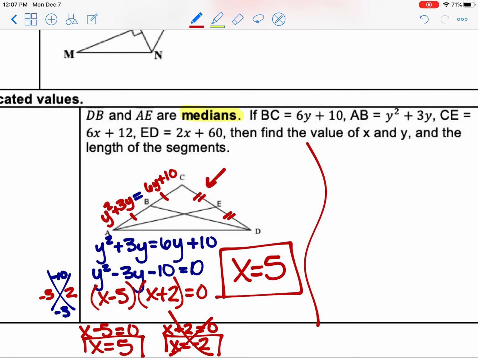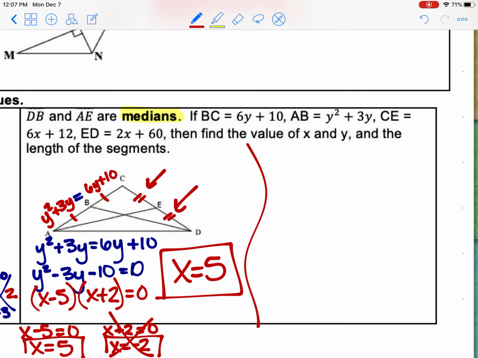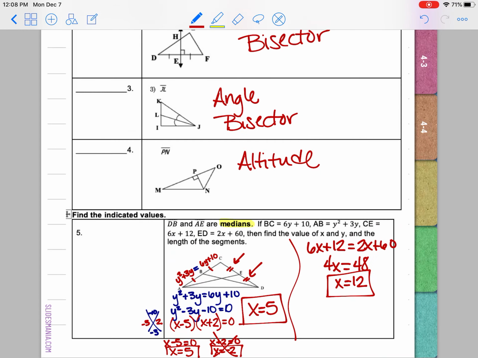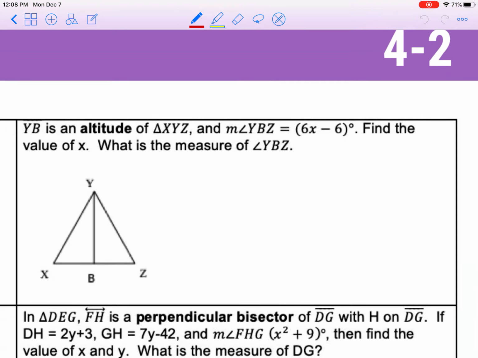And now let's talk about the last part. They gave us CE was 6x plus 12, so right here. And ED was 2x plus 60 right here. We know also that those two parts are congruent, so let's set that up. 6x plus 12 and 2x plus 60. Move the 2x over, gives us 4x. Move the 12 over, gives us 48, and x equals 12. All right, they want you to find the length of the segments. I'm not going to do that with you on the video, but on your own, you can plug those into all the different segments, and the ones on the left should be the same with the y's, and the ones on the right with the x's should be the same.